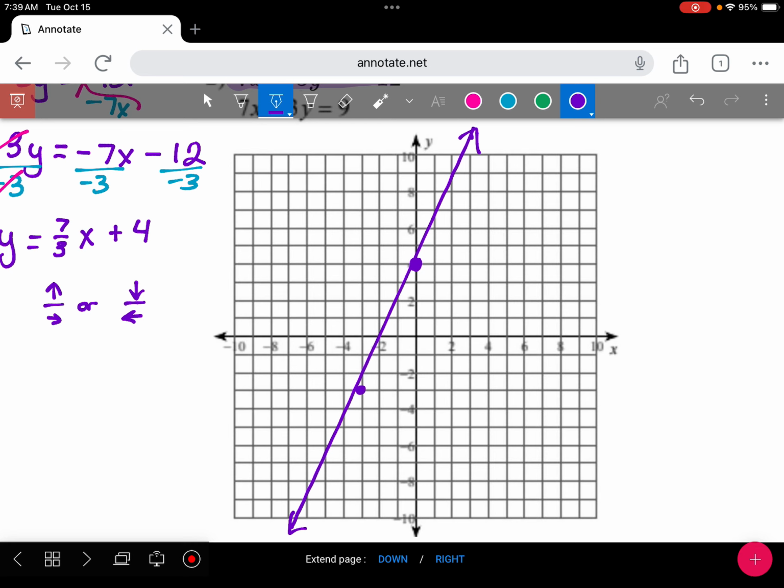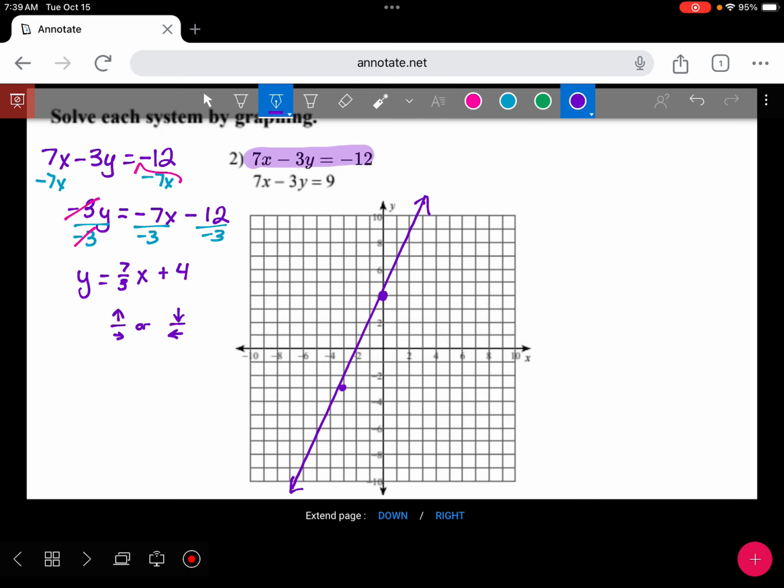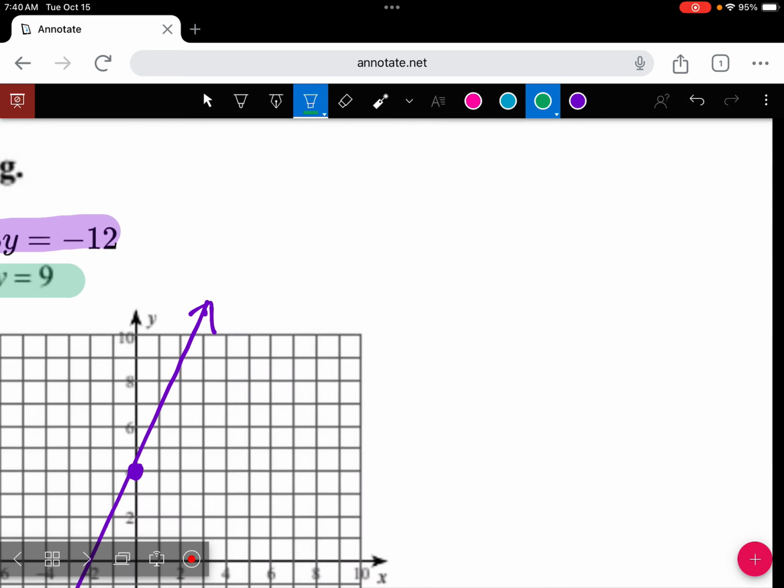All right, so here's our line. It looks very similar to that. We're going to do the very same thing for the other line, my 7x minus 3y equals 9. What do we notice about these two equations? They are very, very similar. We've got 7x and minus 3y on both of them. So we have very similar pieces here. I wonder what that means is going to happen with their lines. Their slope is going to be the same.